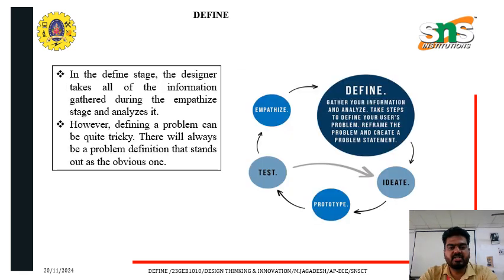So in the Define stage, the designer takes all of the information gathered during the empathize stage and analyzes it. However, defining a problem can be quite tricky. There will always be a problem definition that stands out as the obvious one. So define: gather your information and analyze. Take steps to define your user's problem, reframe the problem and create a problem statement. Then ideate, prototype, test, and empathize. So this is the circle.